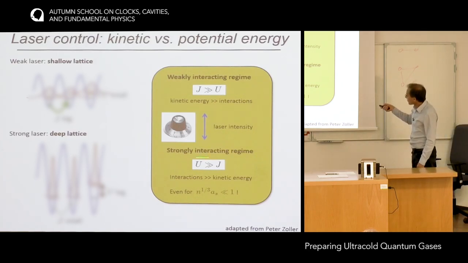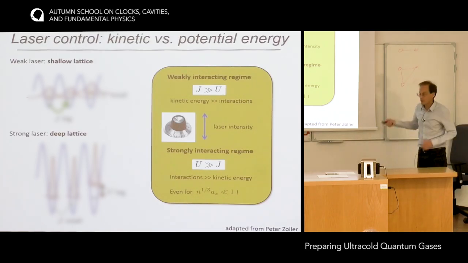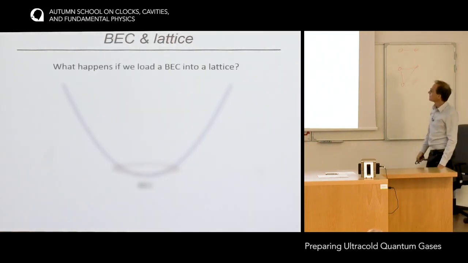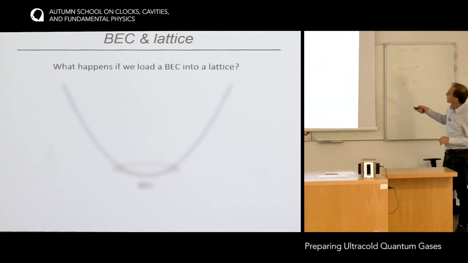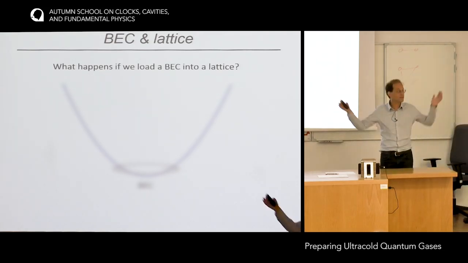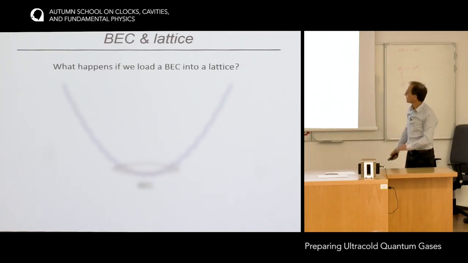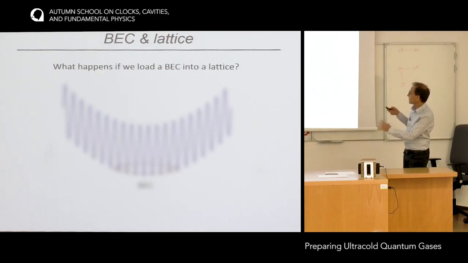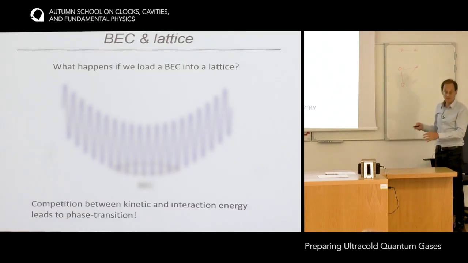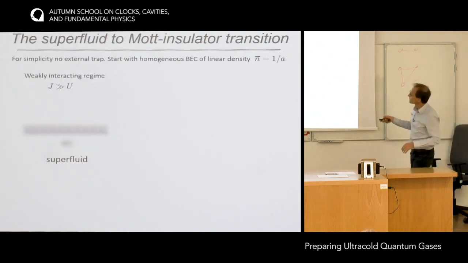So we can get strong interactions even for low densities because the lattice helps to squish these atoms on top of each other. And strong interactions, by the way, are always leading to interesting physics. So now what happens if we load a BEC into a lattice? We start with this BEC in the optical dipole trap, this harmonic trap, and we crank up the lattice. And then we have this competition between the kinetic energy and the interaction energy playing out, and this competition leads to a phase transition. It's a zero temperature phase transition, quantum phase transition.